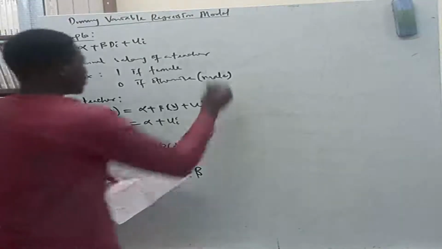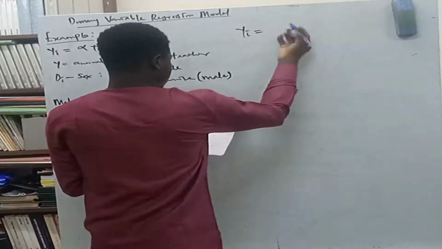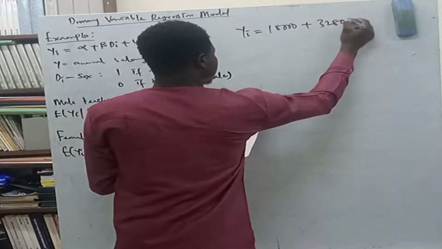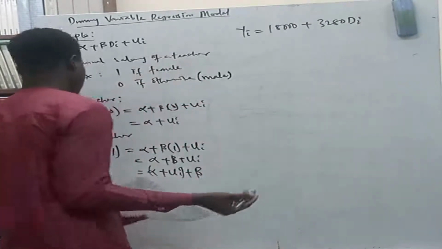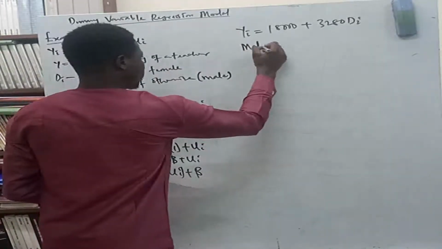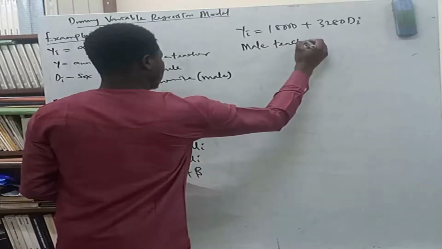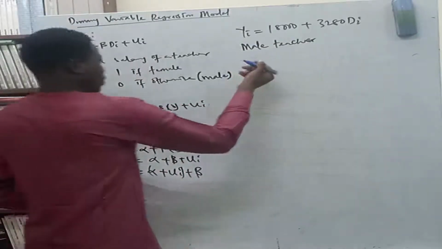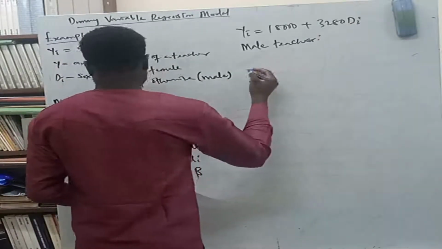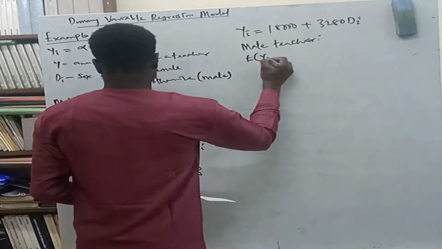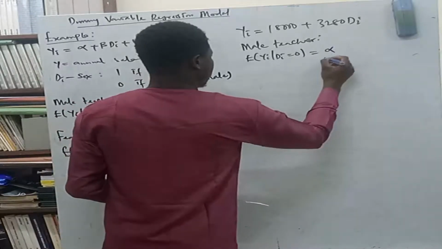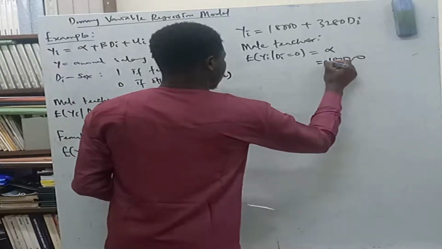So what if we have this in figures? Let's say we have 18,000 plus 3,280 D_i. What's going to happen? Just like we have it here, alpha is the intercept. For the male teacher, in this case we don't have the error term, so the average salary of a male teacher is alpha, which gives us 18,000. Let's say we're looking at naira.